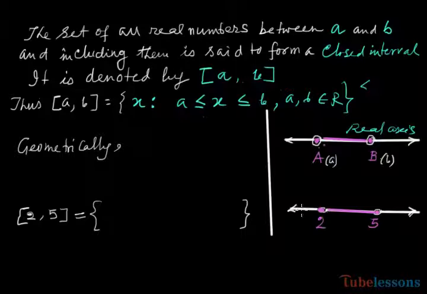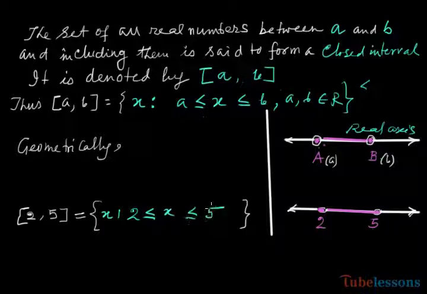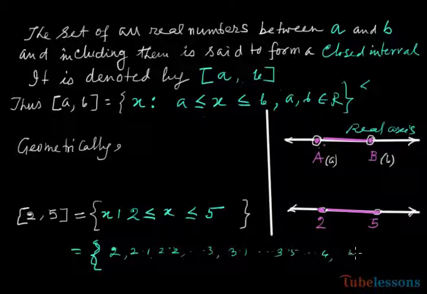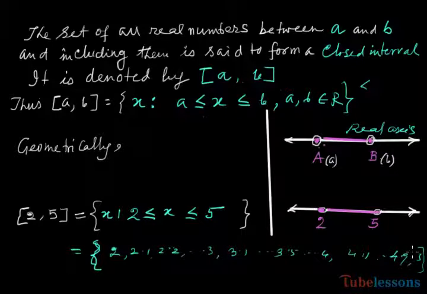For illustration, let us take the real axis, 2 points, and this means all x between 2 and 5, including both. If we write in roster form, it will start from 2, then 2.1, 2.2, continue 3, 3.1, 3.5, 4, 4.1, continue 4.9, 5. So the largest number is 5 and the smallest number is 2. So all real numbers between 2 and 5.